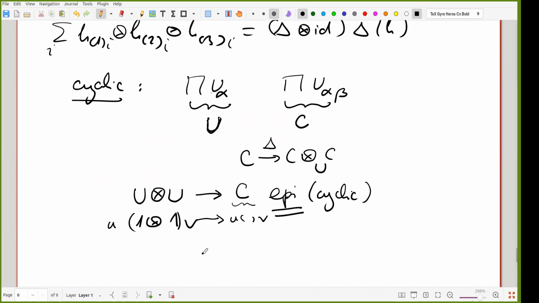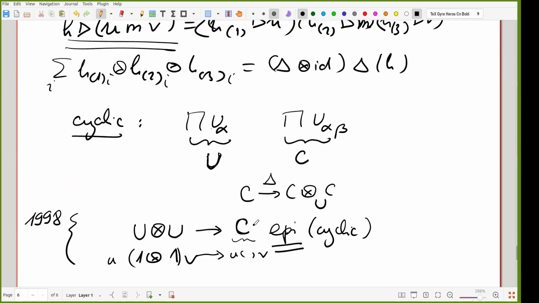So this kind of situation has been in a paper of Rosenberg and Kontsevich in 1998, on what's called non-commutative smooth spaces. But in coring theory, they basically say that we have a group-like element in the coring, and which is cyclic.